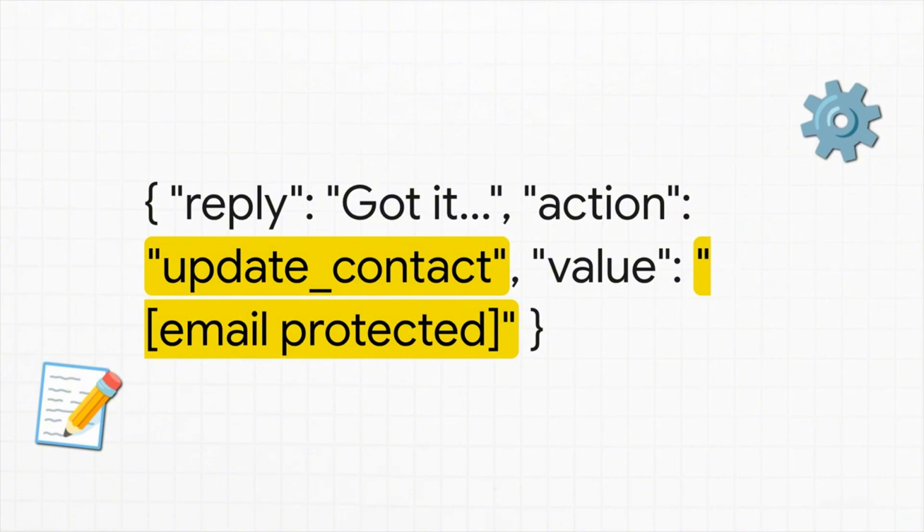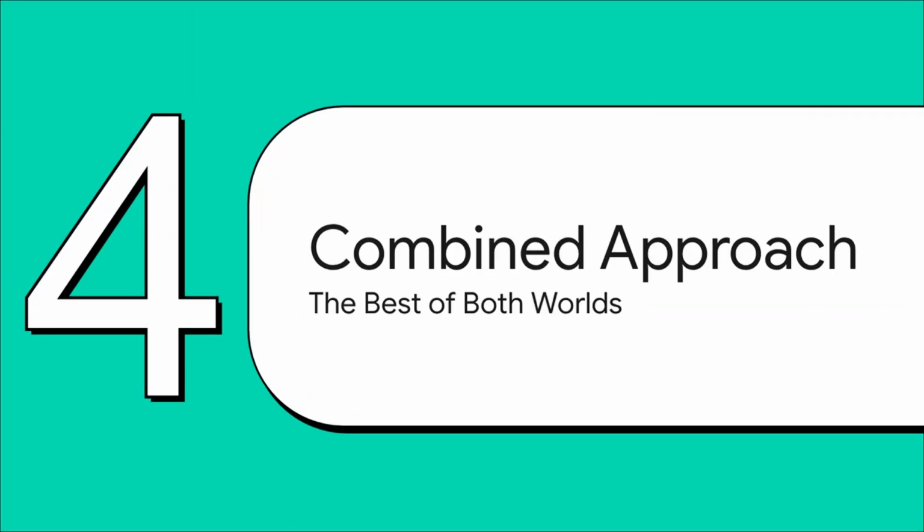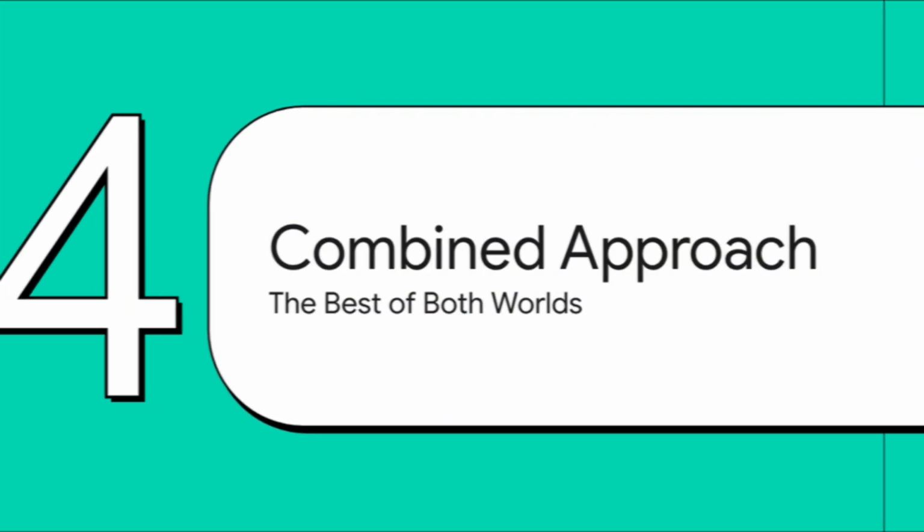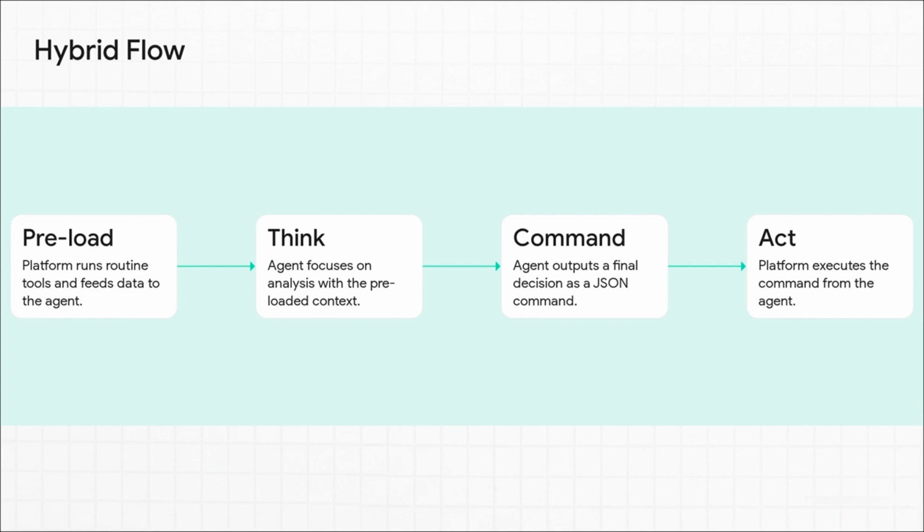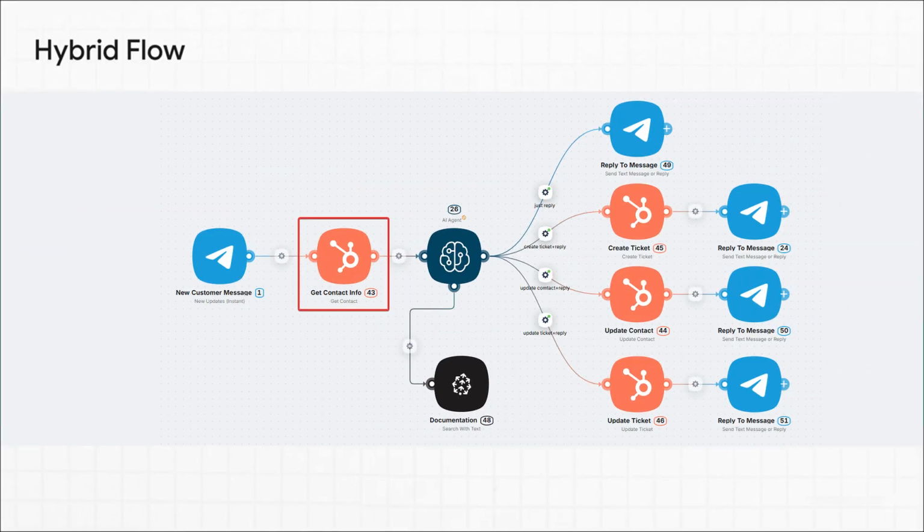Now, here's the thing. You don't have to rigidly pick one of these and stick with it. In fact, the most advanced, sophisticated systems actually create a smart hybrid. They take the best pieces from all the approaches we've talked about. In a really slick hybrid model, you can get even smarter about it. For example, your platform can do some of the boring work up front. Think about it. It can go fetch all the user's account details before the agent even sees the request. Then it passes all that info to the agent as context. This just frees up the agent to do what it does best: think, reason, and then output its final decision as that clean JSON command.